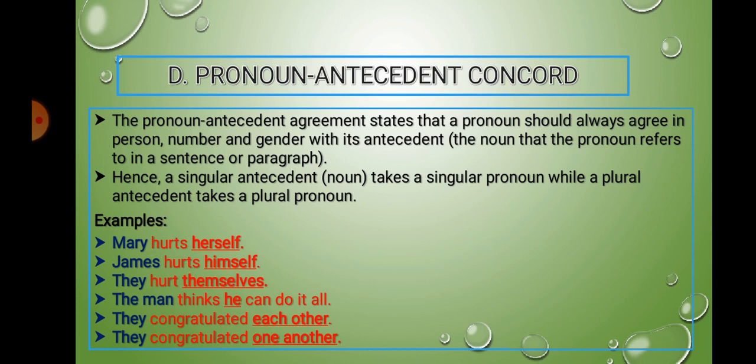We should have it in mind here that they are two people. It's just referring to two people. So we use each other. When we now get to the last example, the pronoun they in the sentence they congratulated one another is referring to more than two people. So they and one another is about more than two people. So we use one another for more than two people and each other for two people.